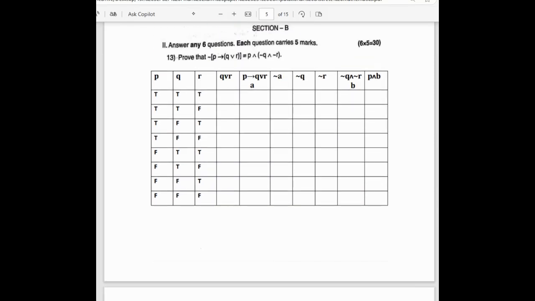Moving on to the second main, section B. In the second main, you have to write any six. Each question carries 5 marks. Here the first one: prove that the given expressions are logically equivalent.